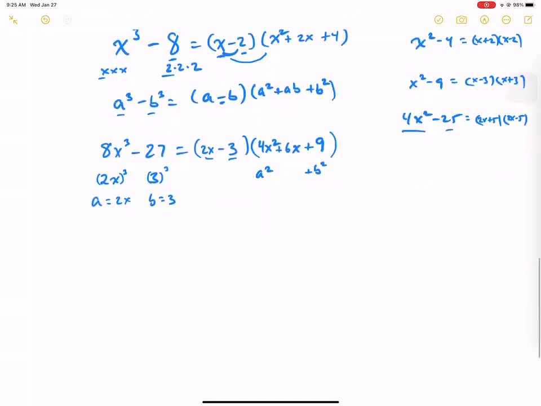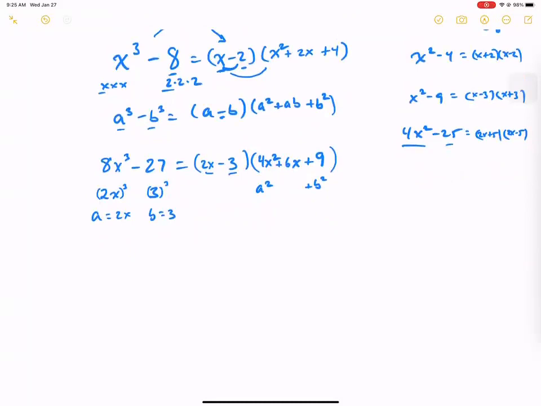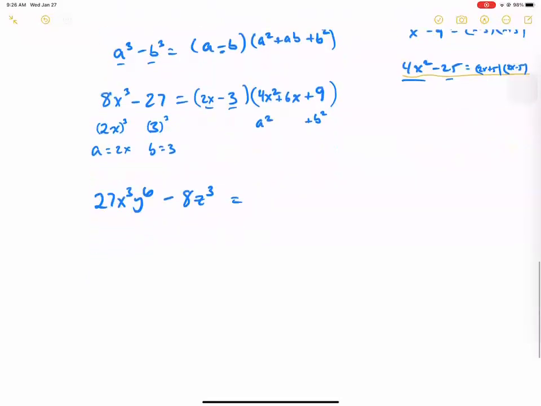Okay, so here we go. Let's do it one more time. I'll make this a little bigger number. We're going to say 27 x cubed y to the 6 minus 8 z cubed. Okay, this one looks really ugly, but take a look. Is this a cube?